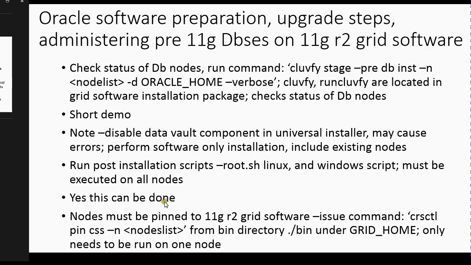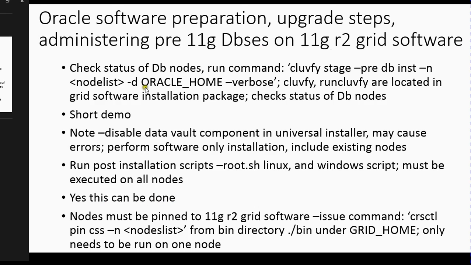What I was really trying to say all along, and I should have been clearer, is that the title of this slide is pre-11G databases on 11G R2 software. So what I'm trying to say is exactly just that. You can have a 10G database, an 11G database, a 9i database, all those different databases running on 11G R2 grid software. That is possible. That's why I have it here.